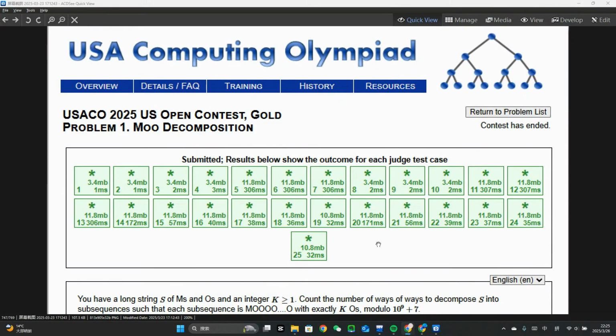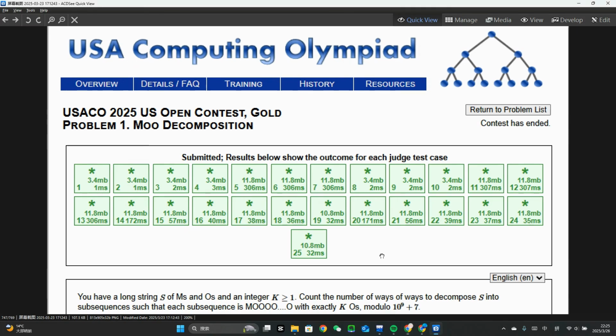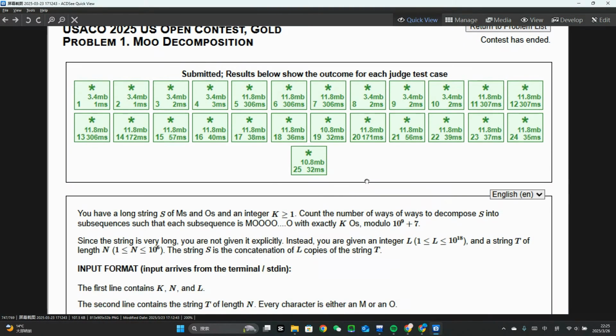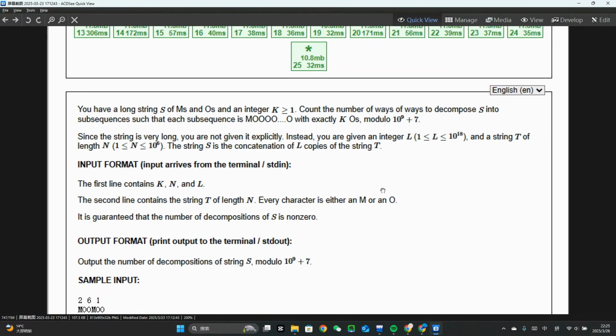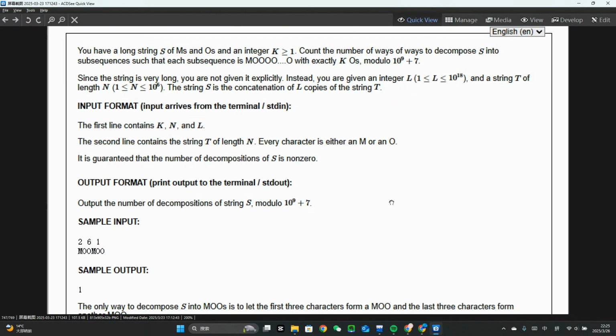Hello everyone, the problem that we're looking at today, this one's special. It's the USACO 2025 US Open Contest Gold Problem 1, Mu Decomposition. This is the contest that just ended 2 days ago, and I screenshotted the problem so we can look at it now. If you haven't taken the gold, you can read this problem statement yourself first.